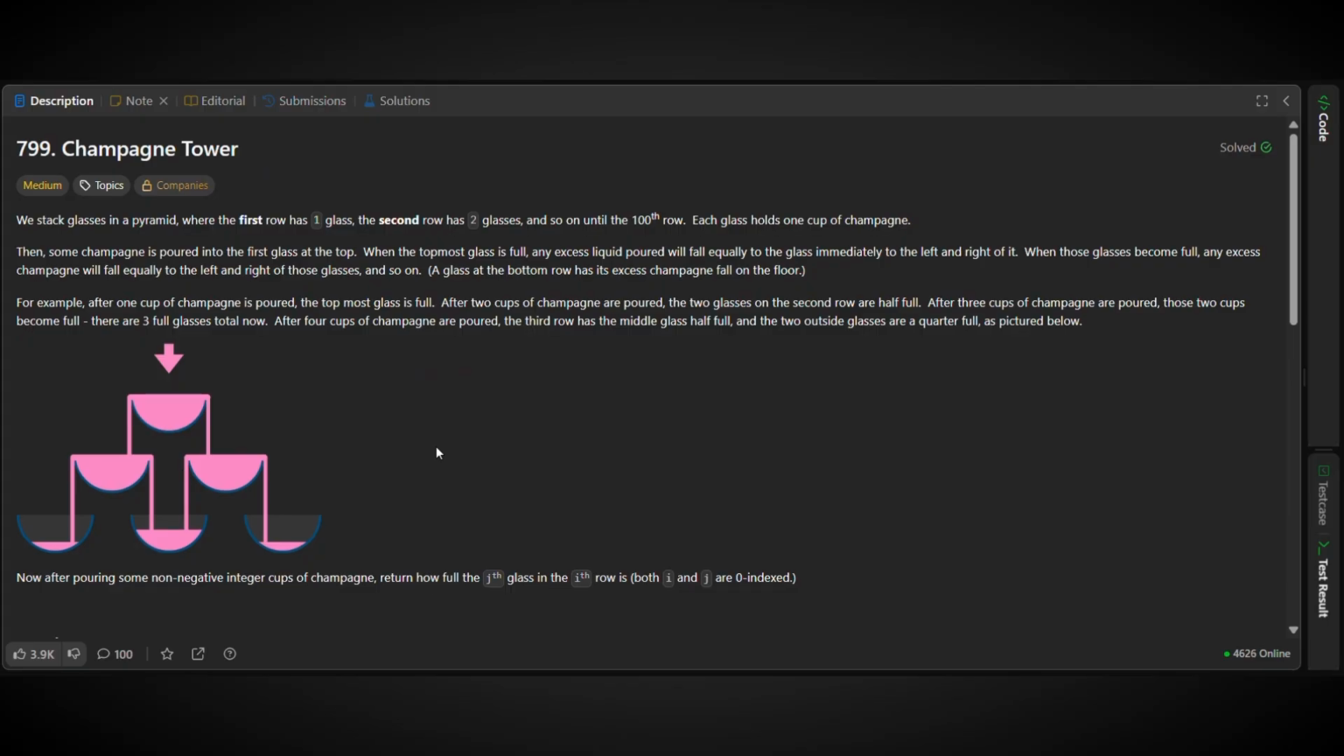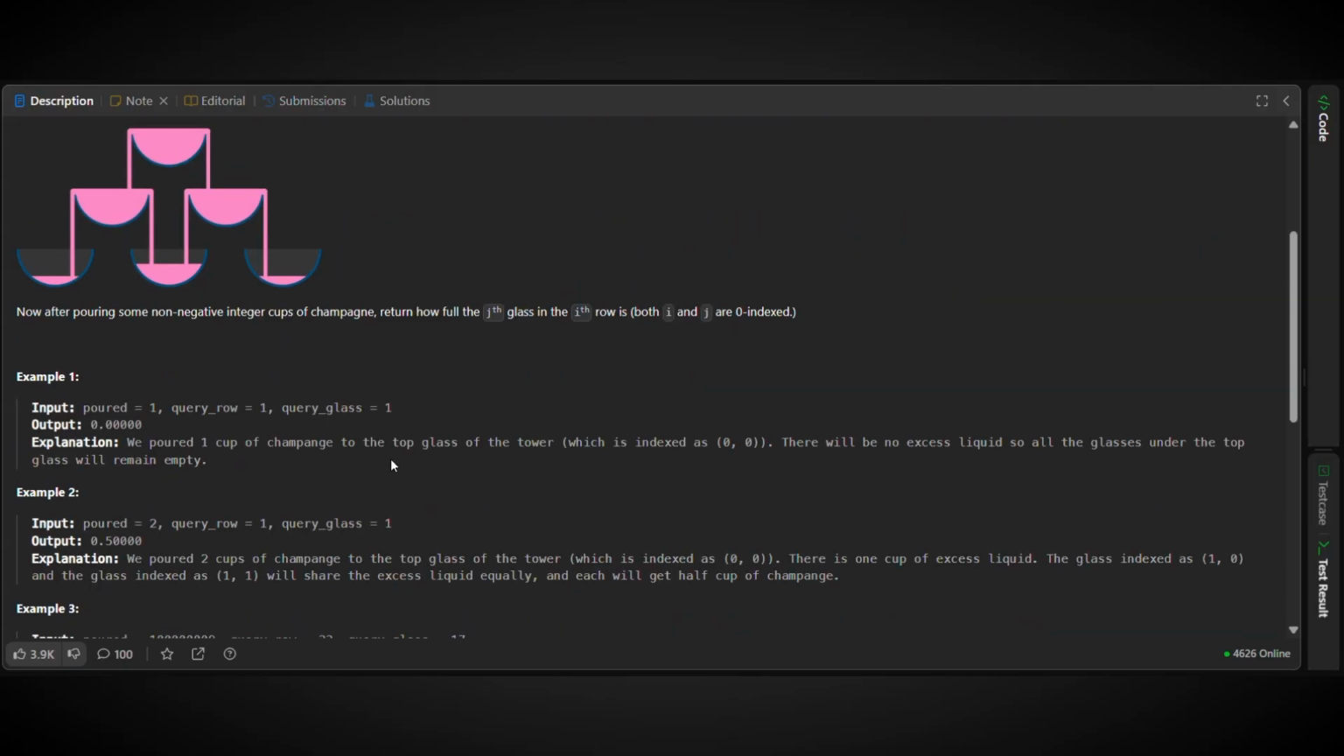Let's simulate small examples first. Example 1. Input: poured equals 1. Query row equals 1. Query glass equals 1. We pour 1 cup into the top. The top glass holds exactly 1. No overflow. Second row, empty. Answer equals 0.0.